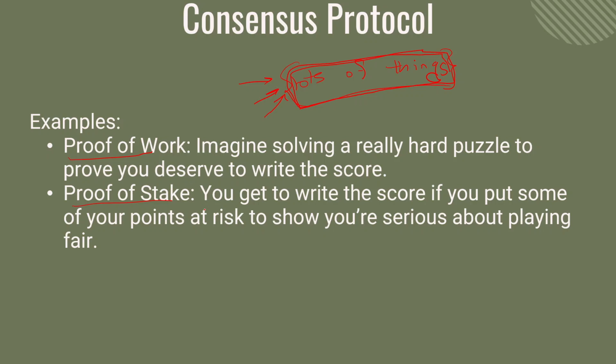Another one is proof of stake. It means you get to write the score if you put some of your points at risk to show you are serious about playing fair. Think that you have 10 points. You say, no, I will give 2 points from my points and I will have 8 points. Now believe that I will play fair because I have sacrificed 2 of my points. So I must play fair because I no longer have those 2 points. I have sacrificed them from myself, so why should I not play fair? These two topics cover the consensus protocol of blockchain technology.